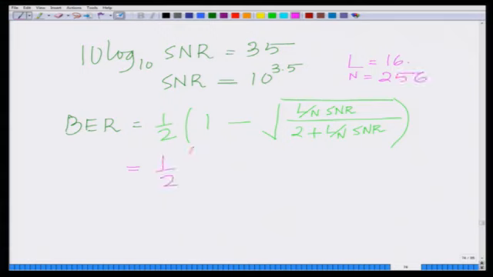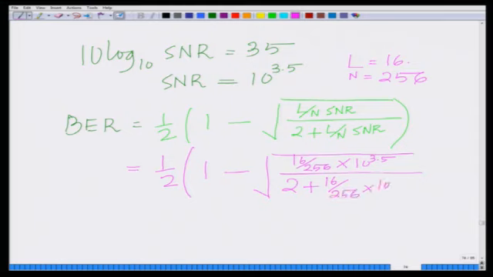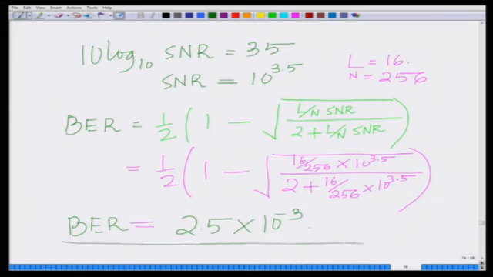So, this is equal to half 1 minus square root of 16 divided by 256 times SNR, which is 10 to the power of 3.5, divided by 2 plus 16 divided by 256 into 10 to the power of 3.5, which is equal to, the bit error rate is 2.5 into 10 to the power of minus 3. So, this is the bit error rate of the OFDM system.